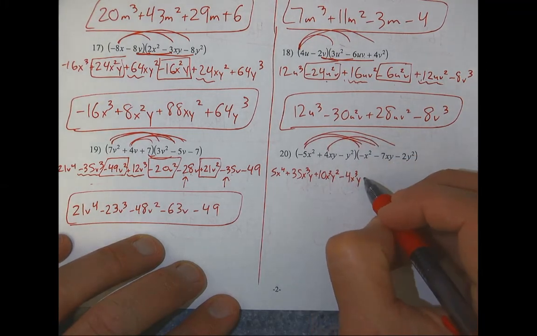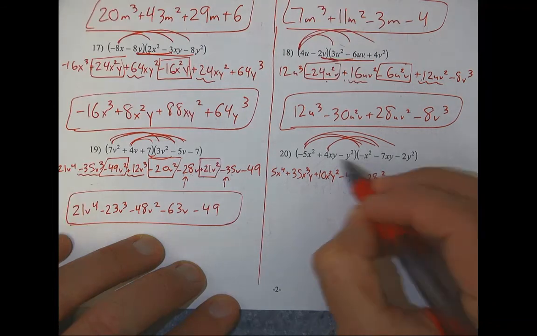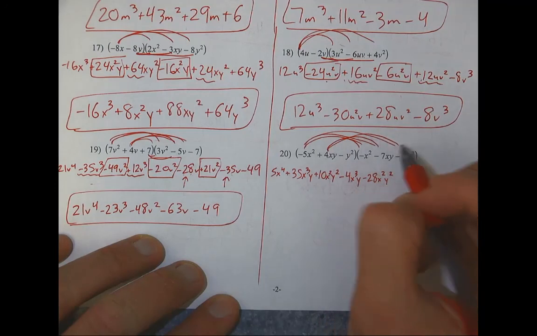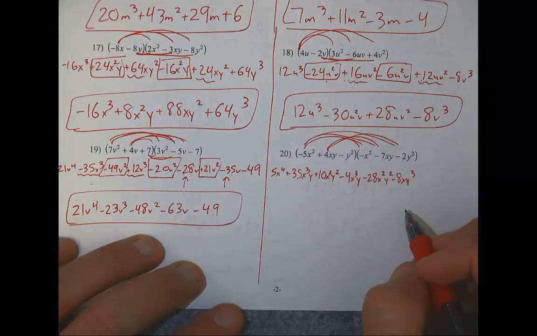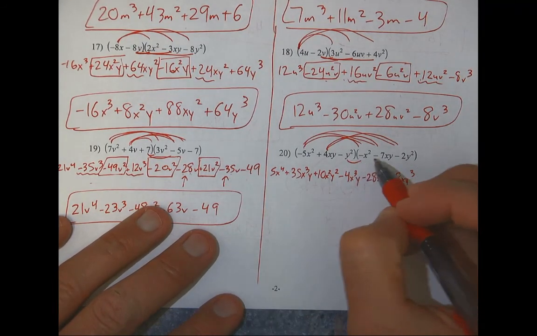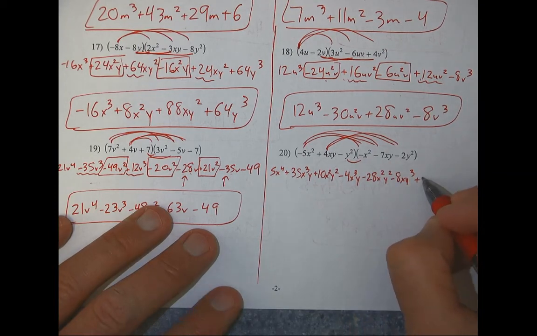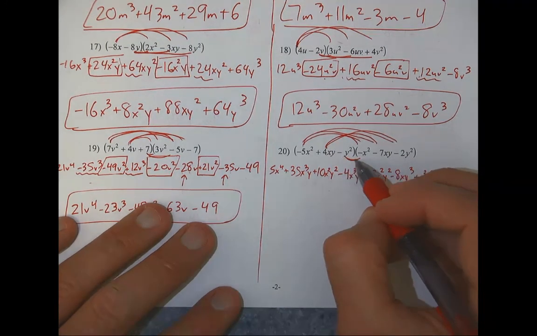Okay, 4 times negative 7 is negative 28. X times x is x squared. Y times y is y squared. And then at the end, positive and a negative is a negative 8. The x just stays. Y times y squared is y to the third. It's the first one of those we have. And then the last part, negative and a negative is a positive 1. X squared, y squared. Can't do anything there.